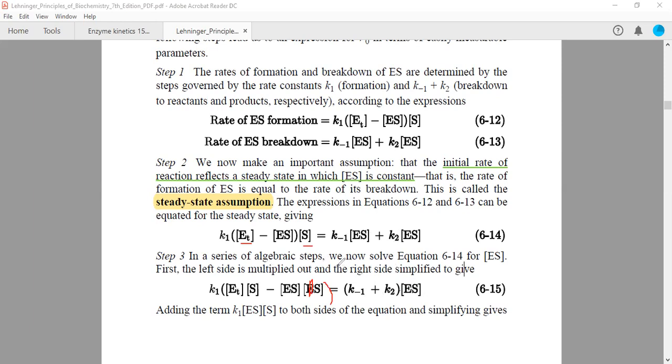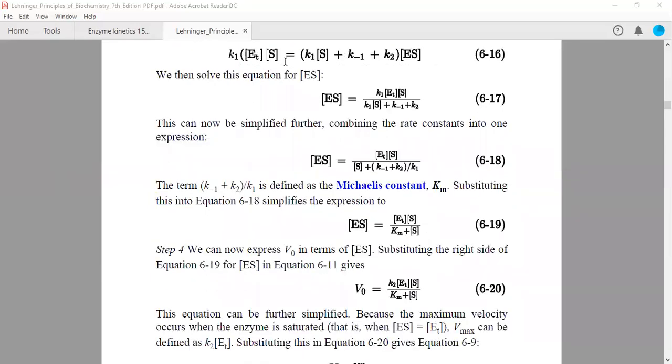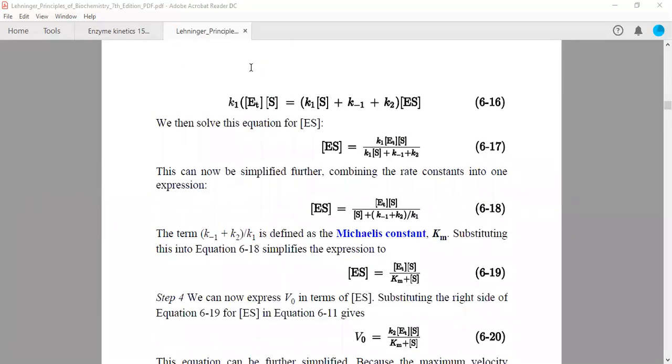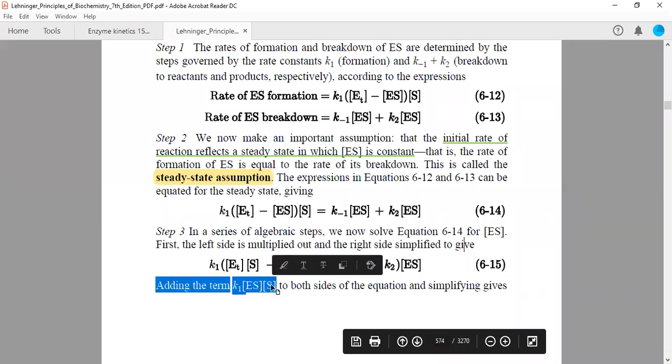The only misprint in this particular book is that there should be no enzyme E in this bracket, and this bracket should be closed. Hope you are able to understand this, and if you are, you can correctly solve this particular equation. Now what will you do? So this k1, you are going to add this term to both sides.